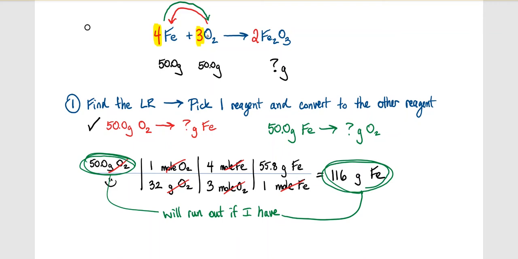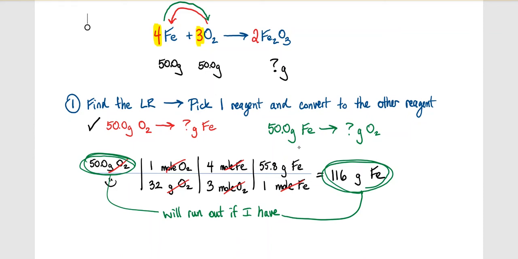We're starting with 50 grams of oxygen, to find how much iron is required in order to completely consume all of that pile of oxygen. So here it says this pile of oxygen will completely run out if I have that many grams of iron, and I only have 50 grams of iron.